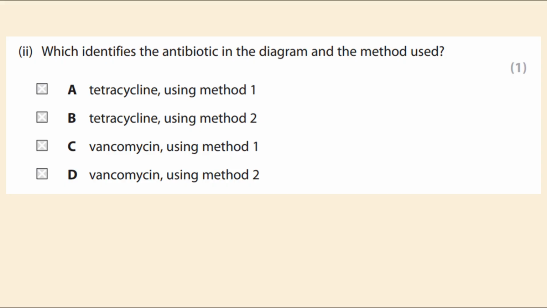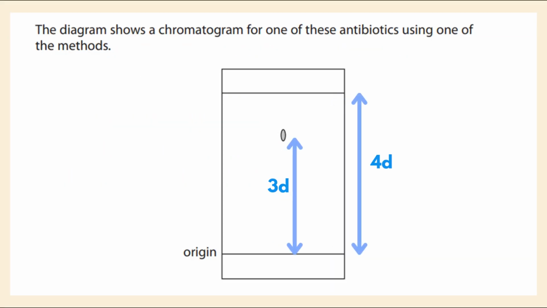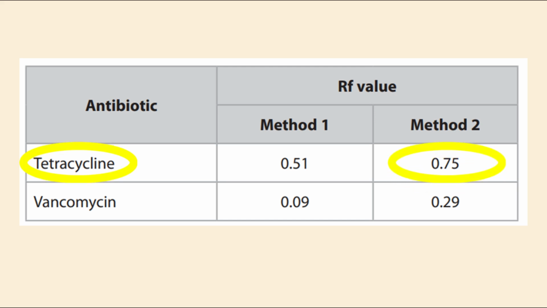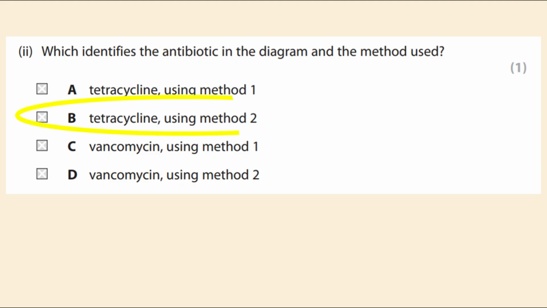When we look at the diagram, you can see the origin, and they have pointed out the movement of the antibiotic and the solvent front. If I just estimate, the movement of the solvent is about 4D and the movement of the antibiotic is about 3D. So if I apply the RF value formula, RF equals 3D by 4D, and it equals 0.75. When I go back to the table, I can see that 0.75 corresponds to tetracycline using method 2. So the answer should be tetracycline, method 2.